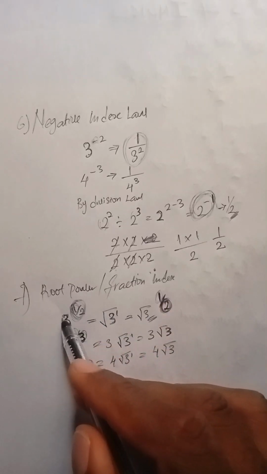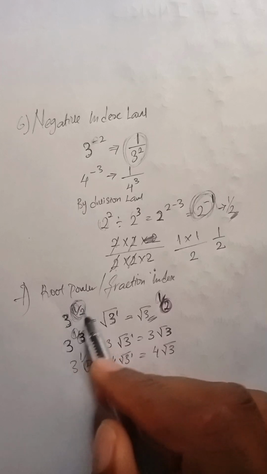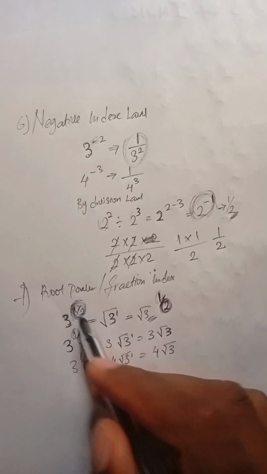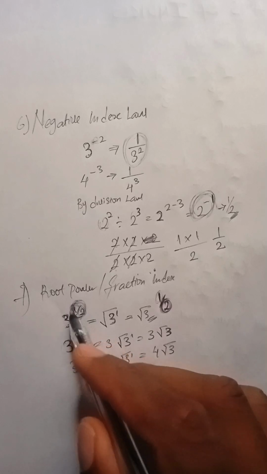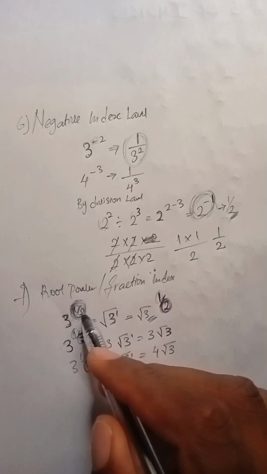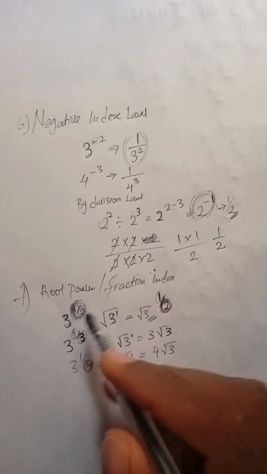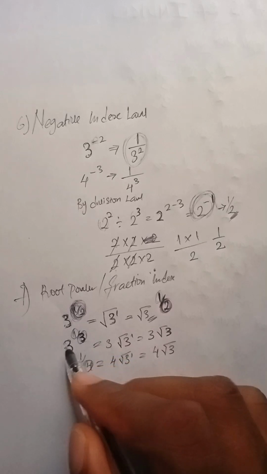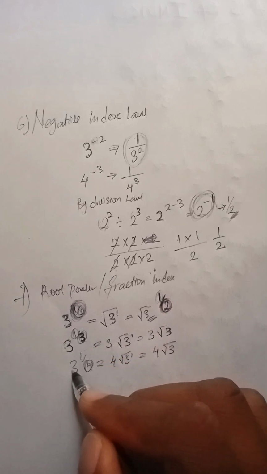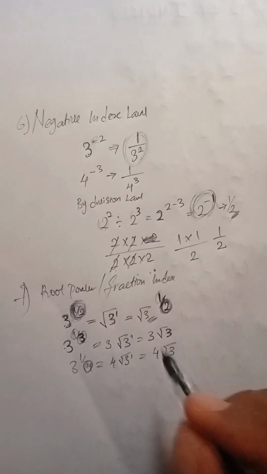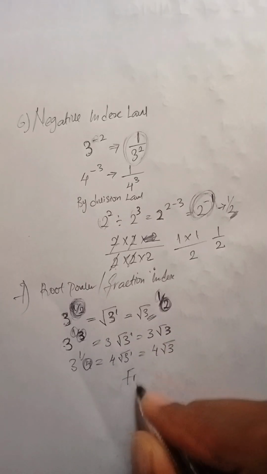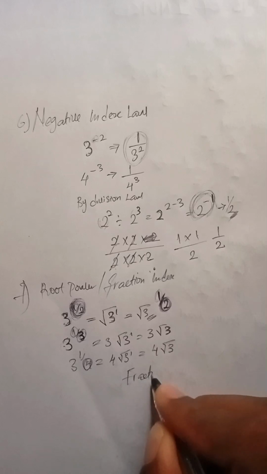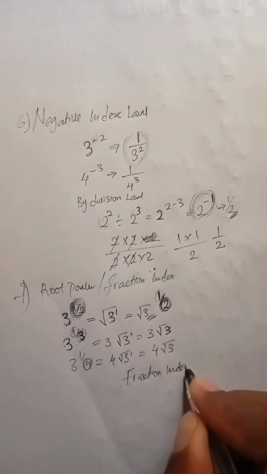So when a number is raised to a power and the power is a fraction, we take note of the root and the power. If the root is 2, it's the square root of the number. When we have 3, cube root of the number. When we have 4, the fourth root of the number. So the fraction index, there's a little difference.